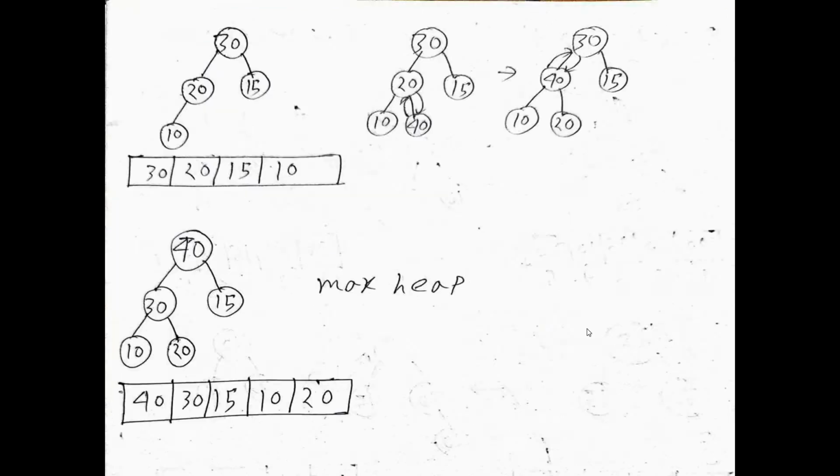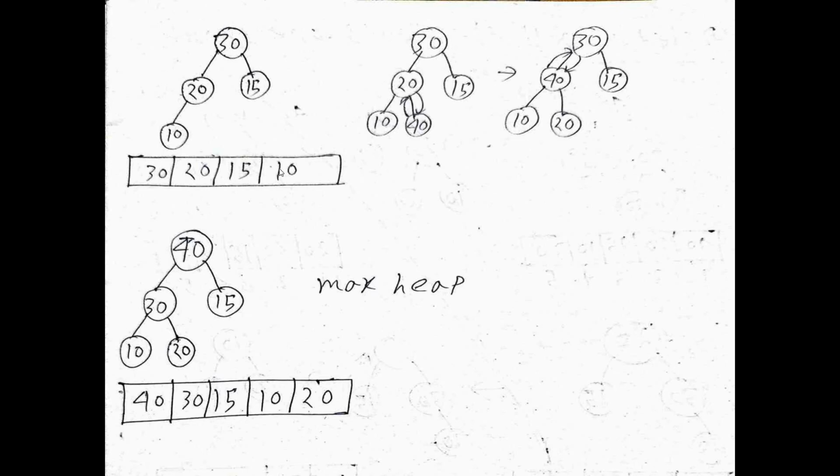Now after swapping, the tree becomes this: 30 goes to the root, 20 becomes the left child, 15 becomes the right child, and 10 becomes the left child of 20. If you represent it as an array it becomes 30, then 20, 15, 10. Just level by level traversal, level order traversal.